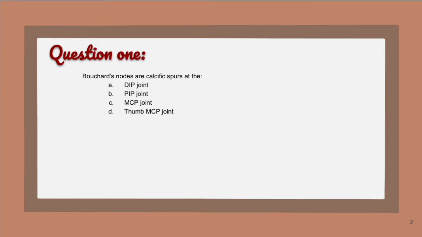Question 1. Bouchard's nodes are calcific spurs at the A. DIP joint, B. PIP joint, C. MCP joint, D. Thumb MCP joint.